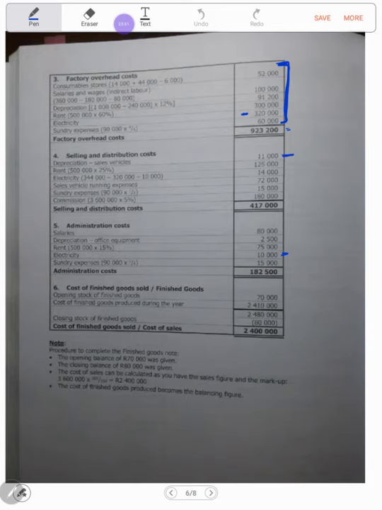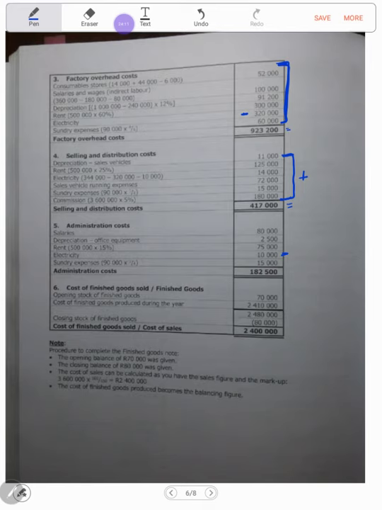I will then add all these costs up to get the total amount of selling and distribution costs at the end. And remember, the salaries for the admin cost was 80,000 Rand. Okay, we've basically completed number 4 and number 5.